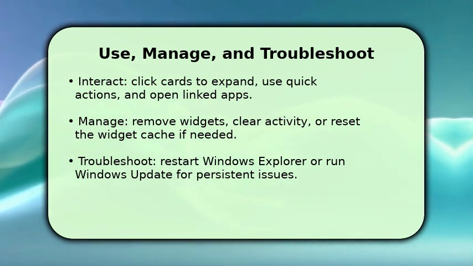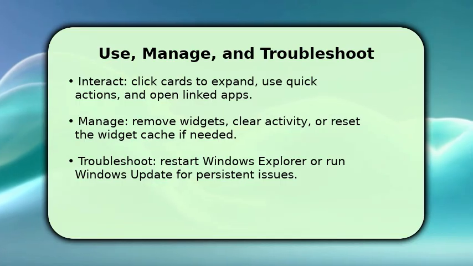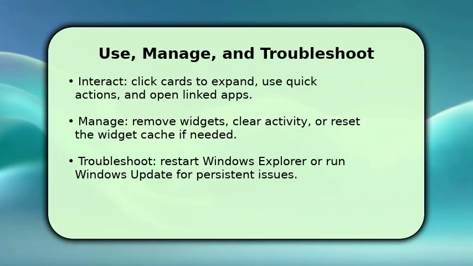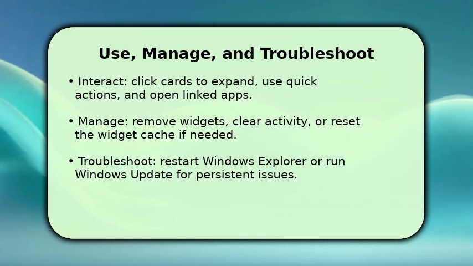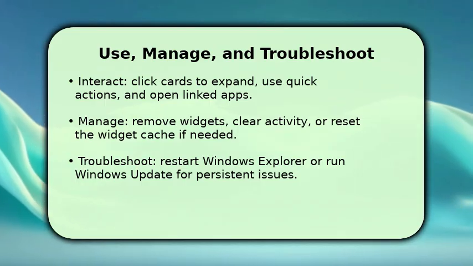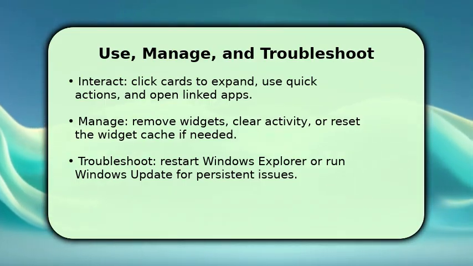To manage clutter, remove or resize widgets from the three-dot menu and clear activity from your widget settings when recommendations go off track. If widgets stop updating or fail to load, restart Windows Explorer, sign out and back into your Microsoft account, or run Windows Update. These steps often fix cache or service issues, so widgets return to normal.